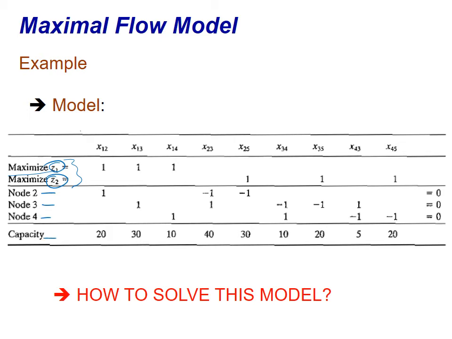And then we allocate a column for each arc. So this represents arc 1,2. This represents 1,3, 1,4, 2,3, 2,5, 3,4, 3,5, 4,3, and 4,5. These are the columns representing the arcs. And this final last one is the right-hand side of the constraints.